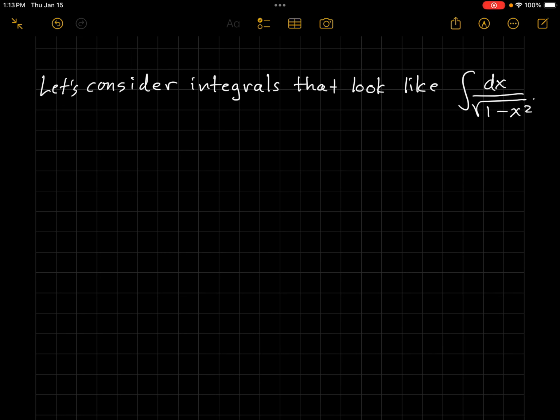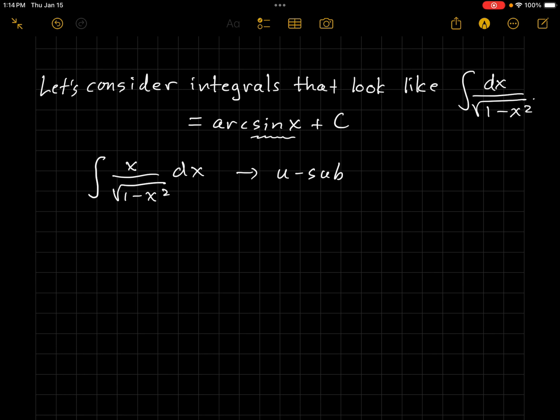Let's start by considering integrals that look like dx over root 1 minus x squared, which is an arcsine of x. And I want you to focus on the sine. We'll get back to that in just a little bit. Let's start with integrals we already know how to do, that look very similar. This is not an arcsine at all. In fact, the technique is integration by substitution, or what we usually call U sub.